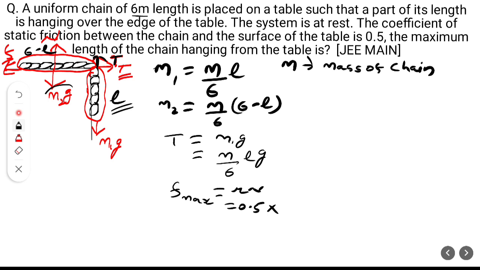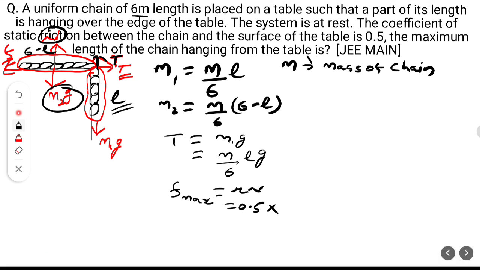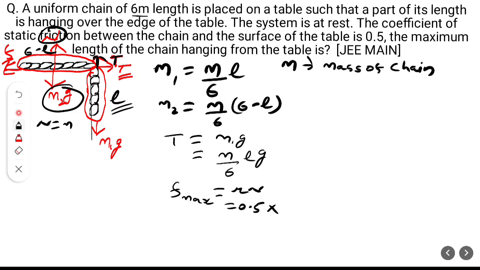You can clearly see that m2g and the normal cancel each other, since the chain is not moving in the vertical direction. So N is equal to m2g. Here m2 is M by 6 into 6 minus L, so the maximum value of friction is 0.5 times M by 6 into 6 minus L, times g.